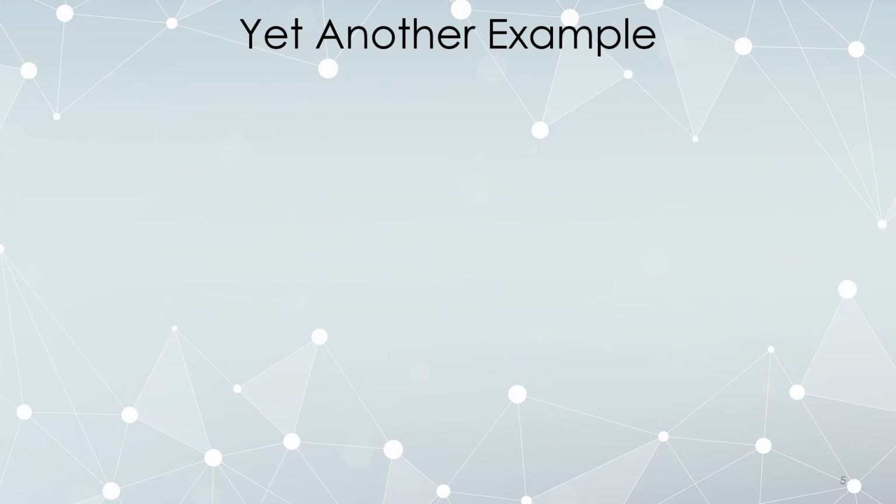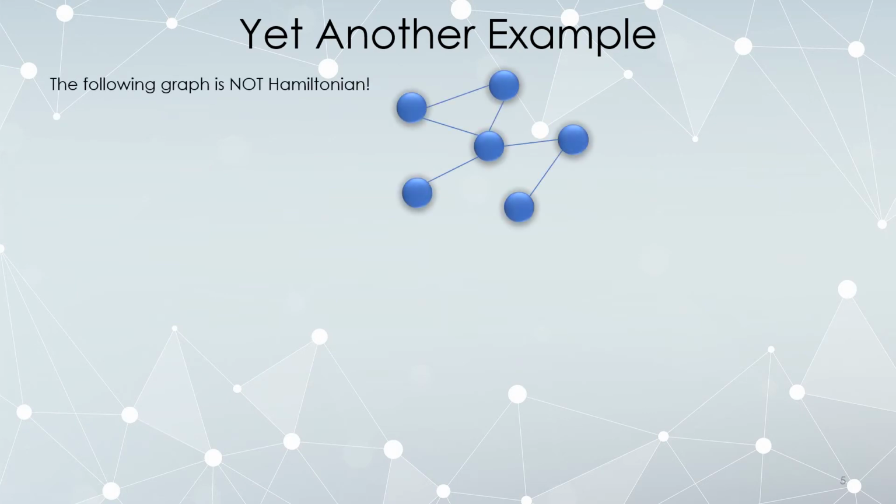Okay, another example. The following graph is not Hamiltonian. Here it is. So can you try to piece together a convincing argument that it's not possible on this graph to make a walk that visits every vertex exactly once, except perhaps coming back to where it started?